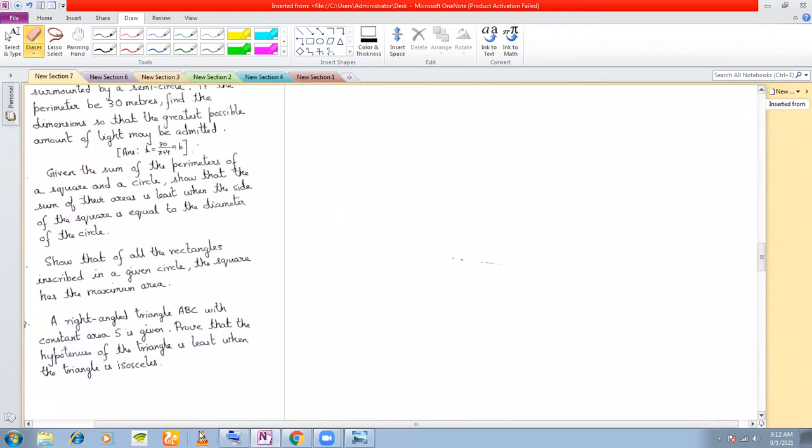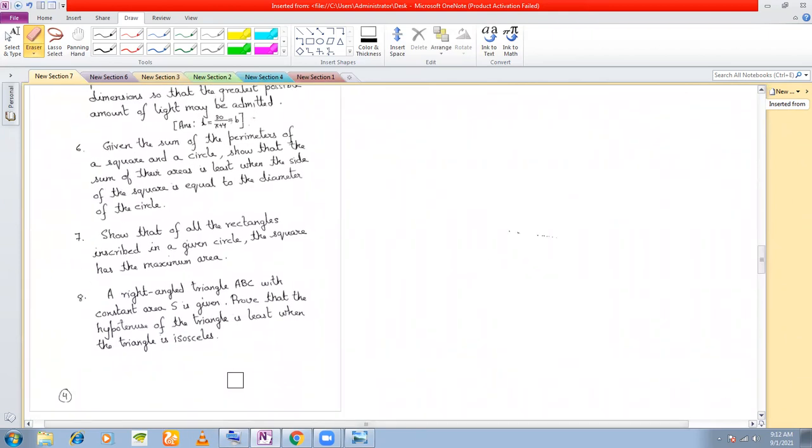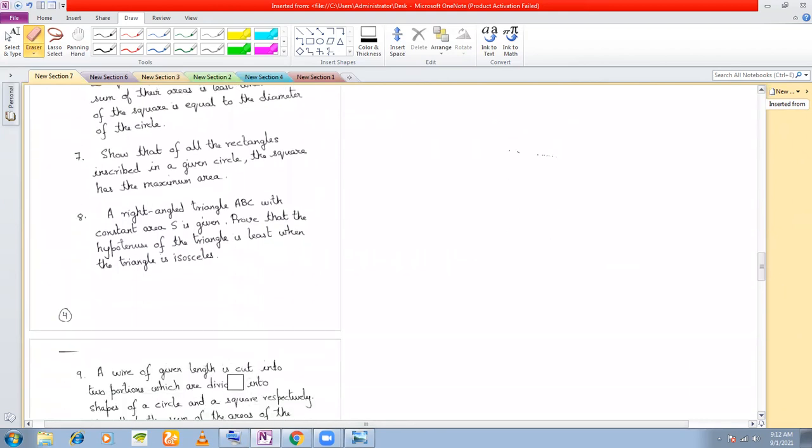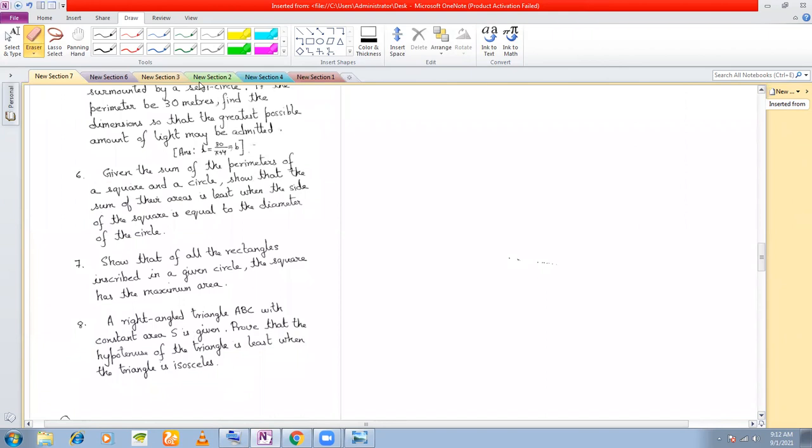Okay, next problem. Number 8. The question here, if you see number 8, is a right angle triangle ABC with constant area S. That means the area of the triangle is given to you as a constant. S is a constant. Prove that the hypotenuse of the triangle is least when the triangle is isosceles.